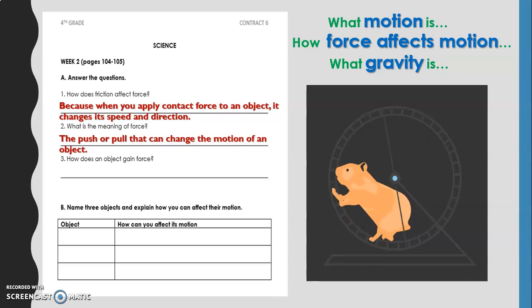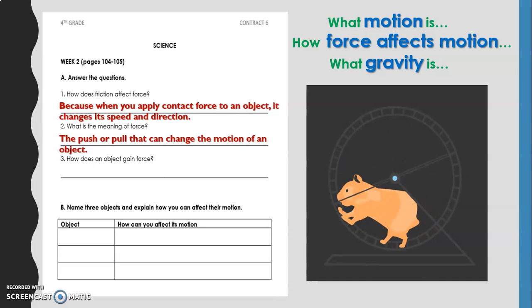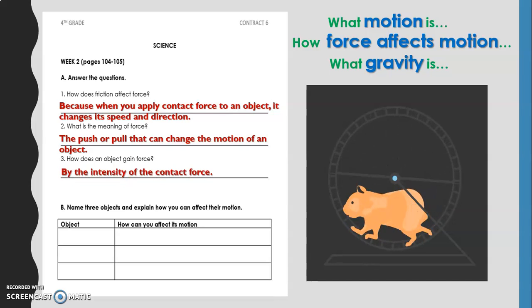Now, what is the meaning of force? The push or pull that can change the motion of an object, as we can see on the GIF that I attached in this presentation. Now, how does an object gain force? Obviously, because of the intensity of the contact force.